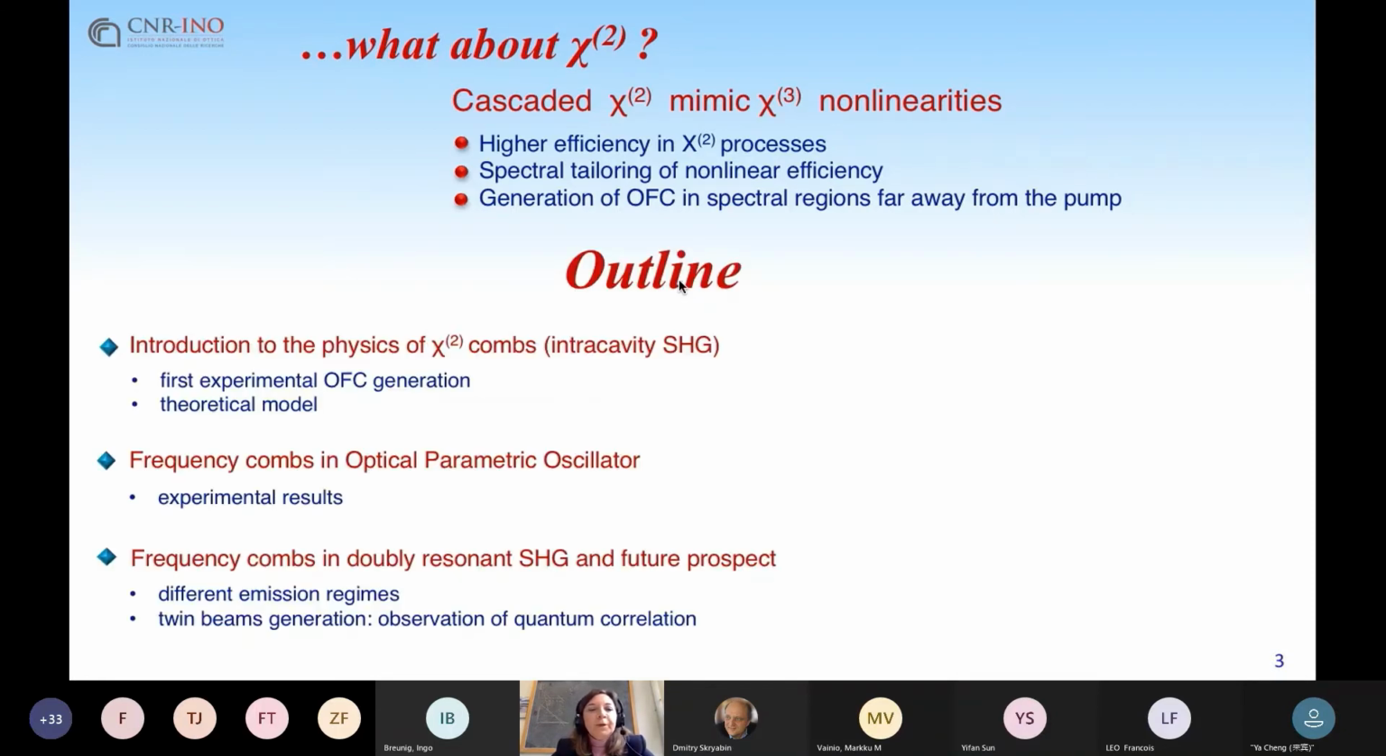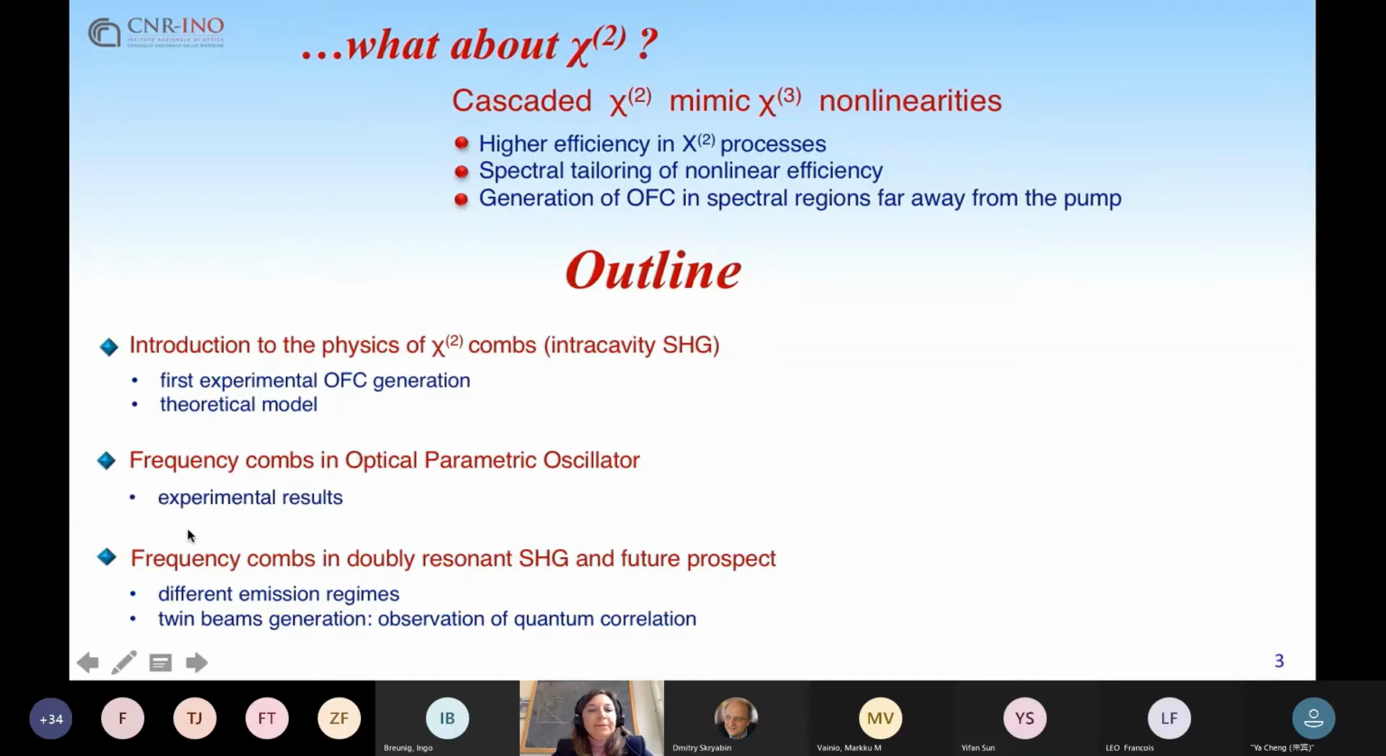So in this talk, I'm going to introduce the physics of K2 combs, starting in particular from our first experimental realization of an optical frequency comb in a simple intracavity second harmonic generation. I will show you the first experimental results and the theoretical model that we developed to unveil the physics of K2 combs. We also explored the possibility to generate a frequency comb inside an optical parametric oscillator, and I will show the experimental results that we obtained with this scheme.